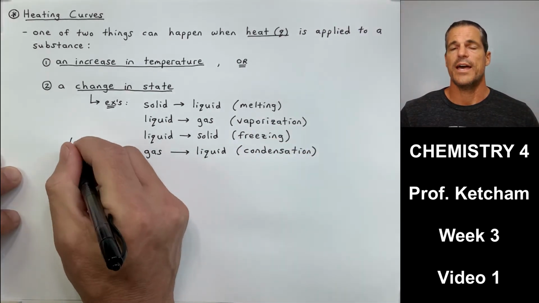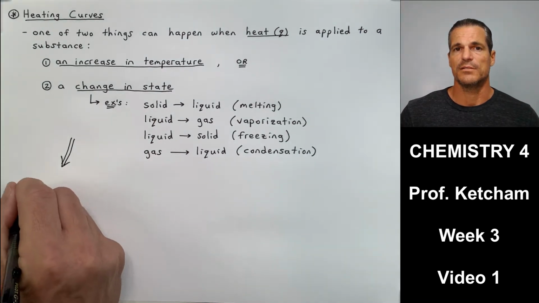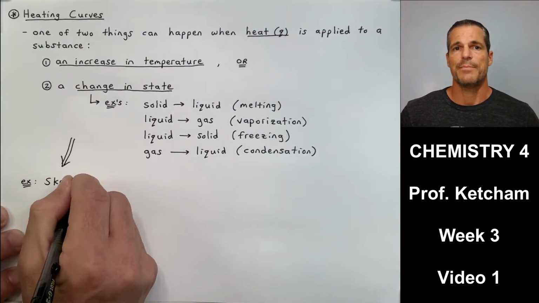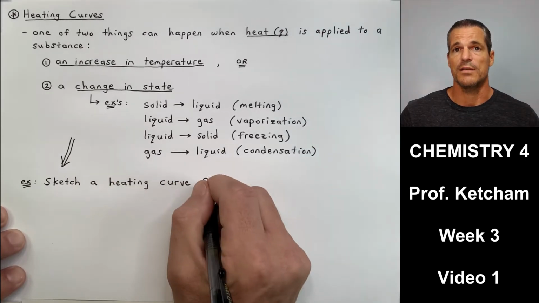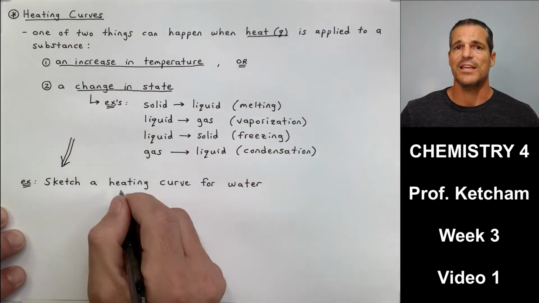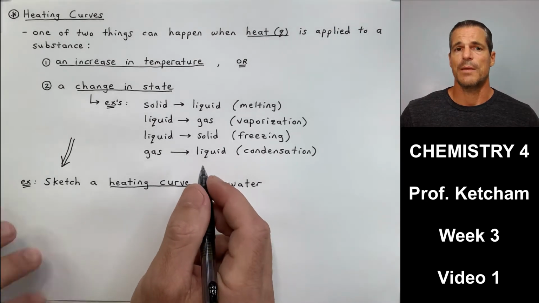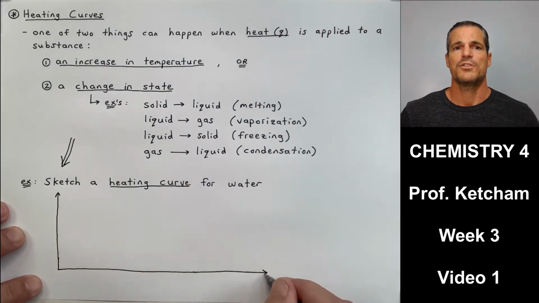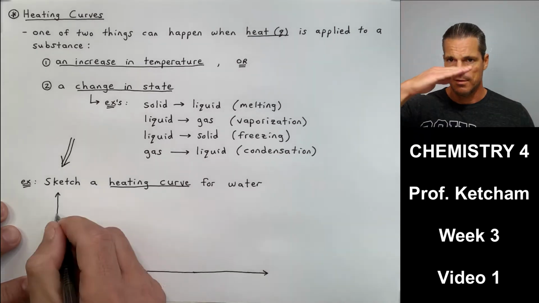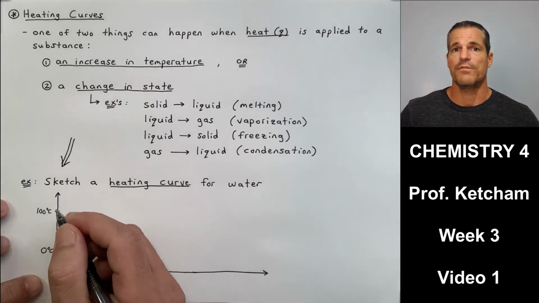So when you add heat to a substance or a system, basically what happens is you're either increasing the temperature of that substance or you're doing a change of state, okay? And we're going to see that in the heating curve. Increase in temperature is going to be a positive slope. A change in state would be a flat area of the curve.